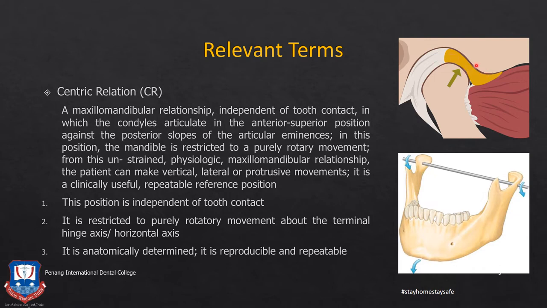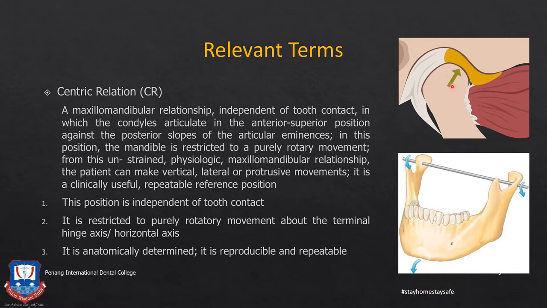So this is the articular eminence, this is the anterior slope, this is the posterior slope, and the condyles are in the anterior-superior position. In this position, the mandible is restricted to a purely rotatory movement. That is, the mandible does not display any sliding movement or any Bennett side shift. It purely rotates like a hinge around a terminal hinge axis.